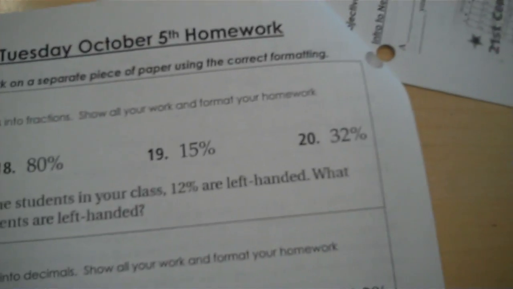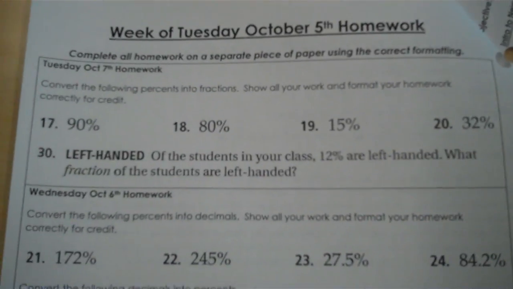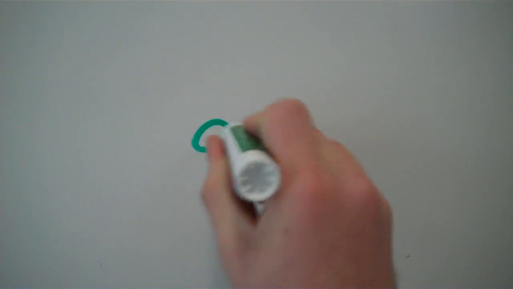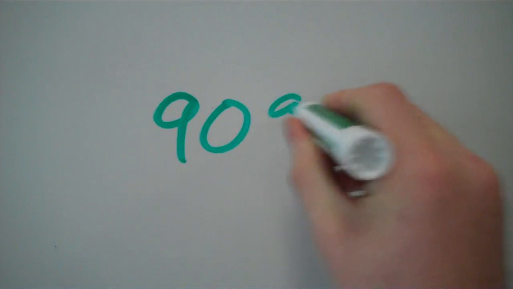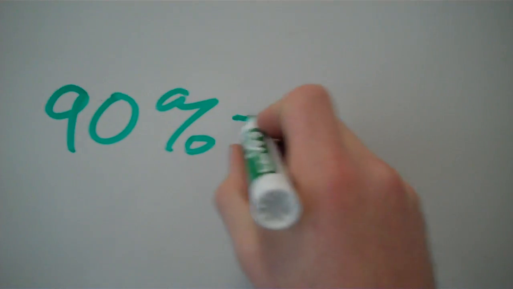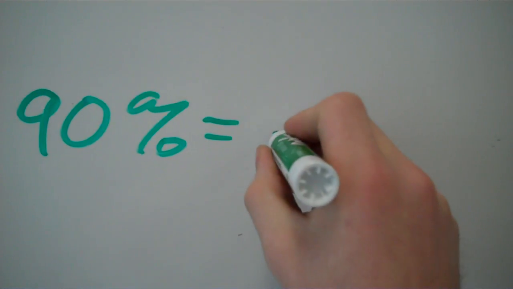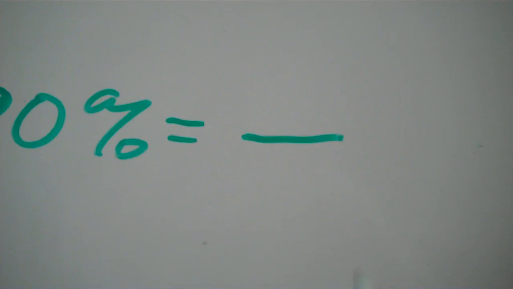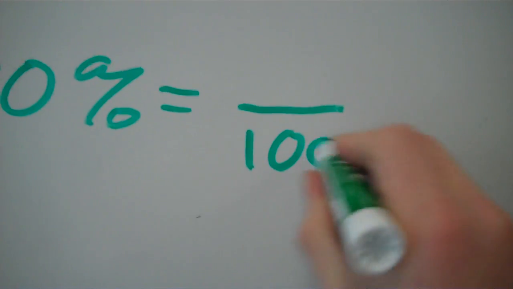You got 1, 2, 3, 4 focus problems. You got a little word problem right there for you. I'll do the first one, which is 90%, and I'll give you another example of another one. If I have something like 90%, we remember that percent means per 100. So per means division, so we can put a little division sign here. And 100, that's all a percent means.